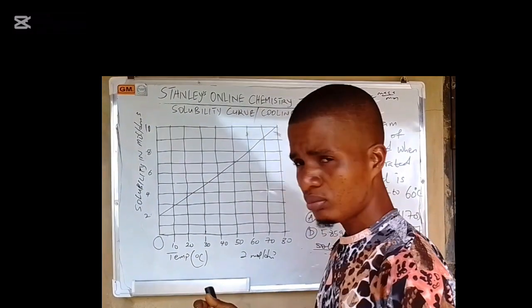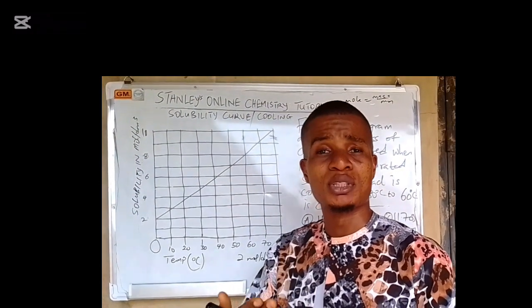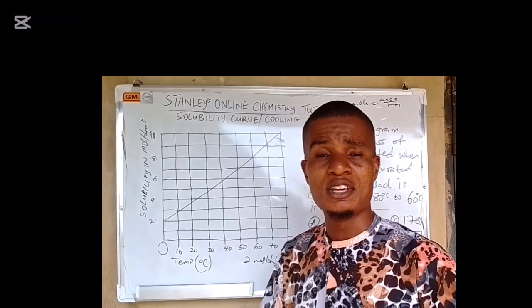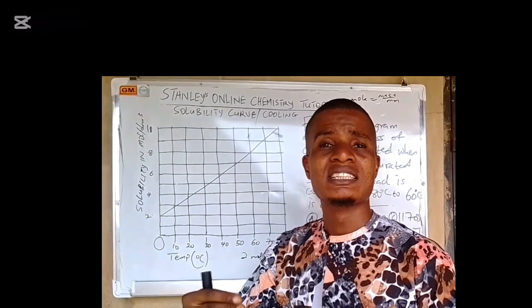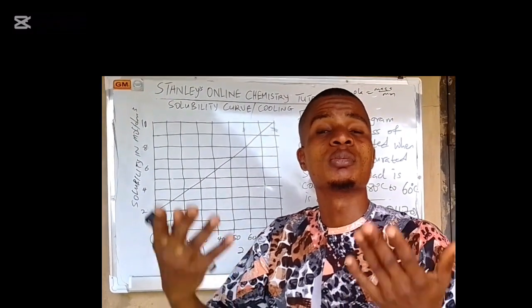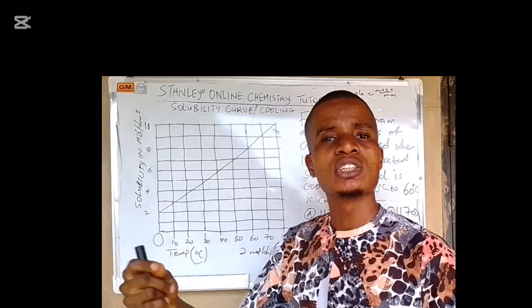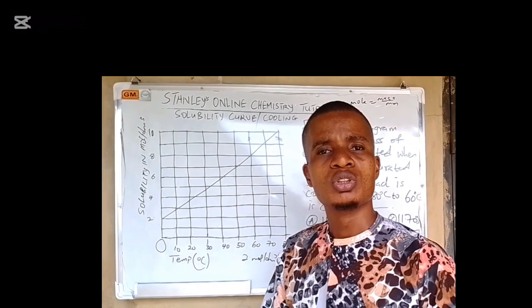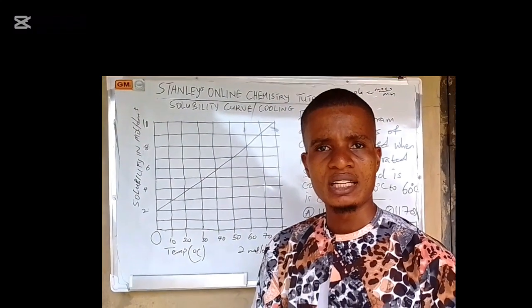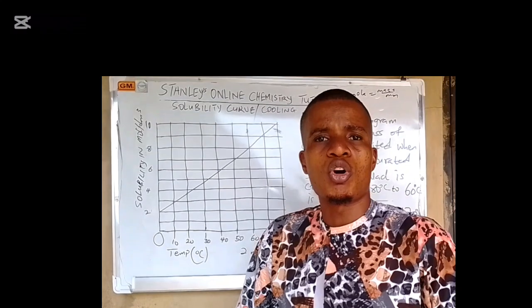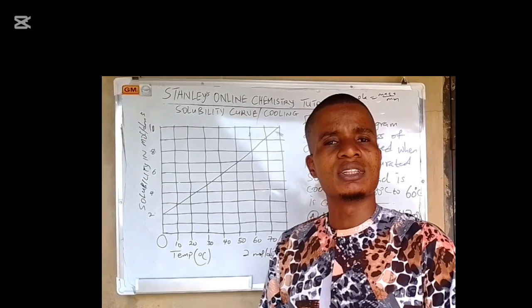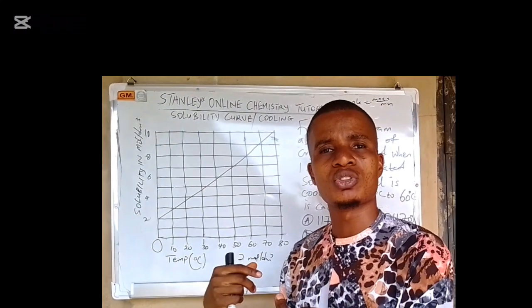Now, if you remember, the same way that temperature affects the solubility of substances, if you increase the temperature of a substance, it will tend to dissolve more, so the solubility increases. The same way, when a solution is cooled, what will happen? Some of the substances already dissolved will come out. They will not dissolve again, they will crystallize out. So this is where this question is pointing.